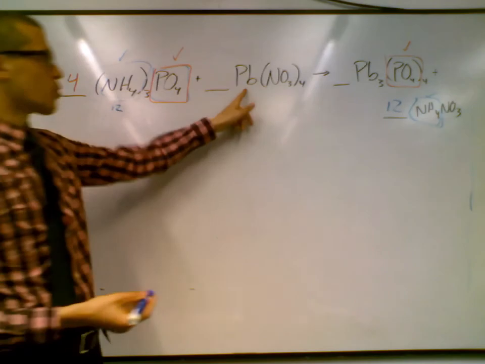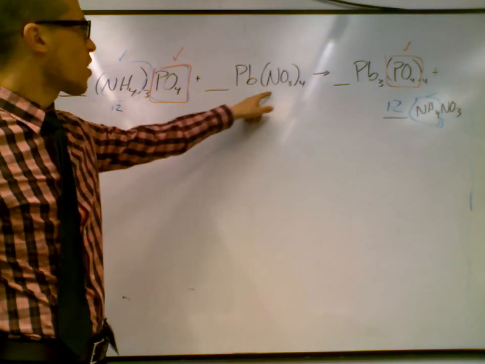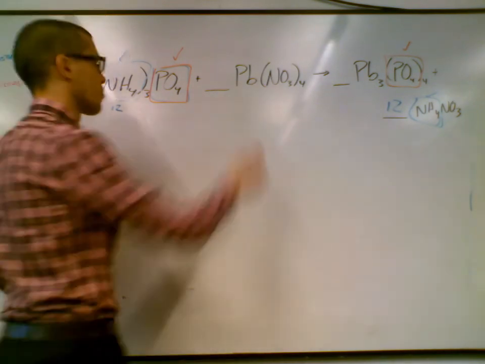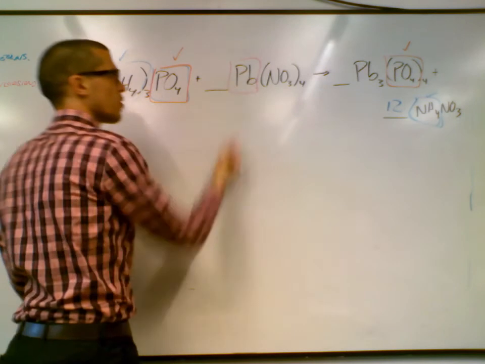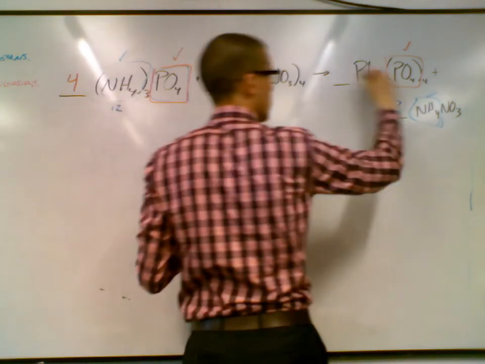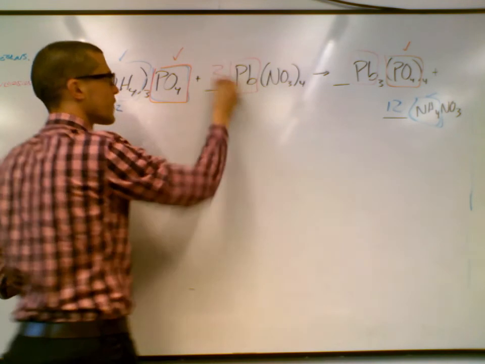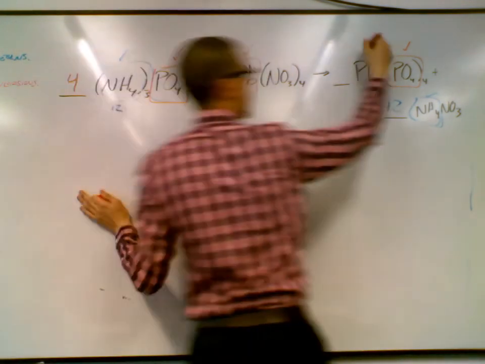Now, let's go over here. PbNO3, 4. The Pb, we can treat as its own element, because it is an element. So Pb right there, and then we got Pb3 right there. So we got to put a 3 right here. So now the Pb's are all good.